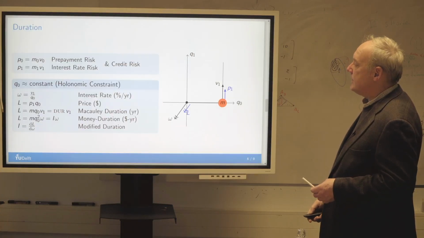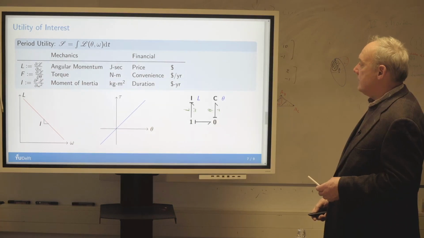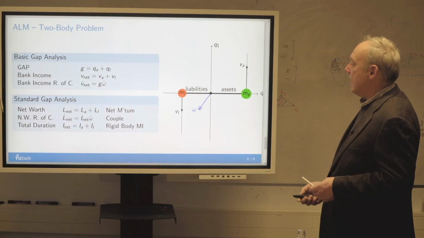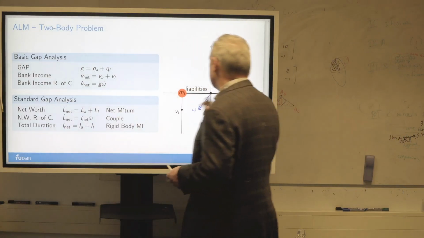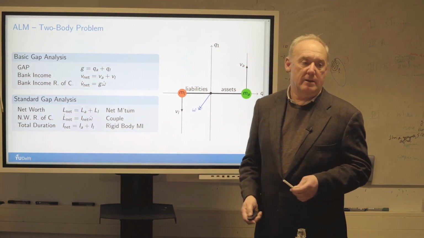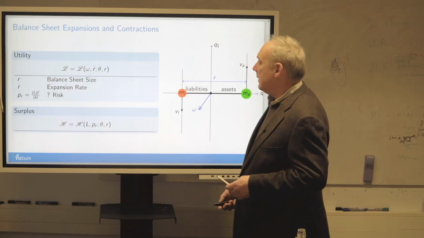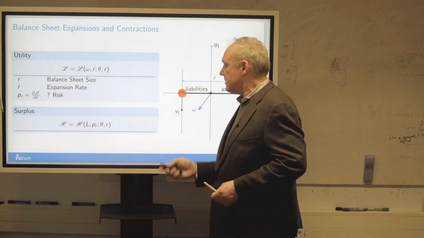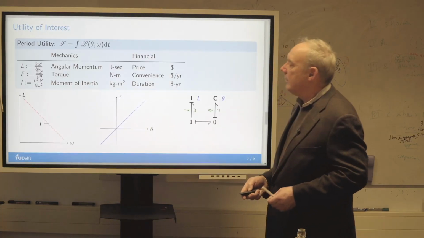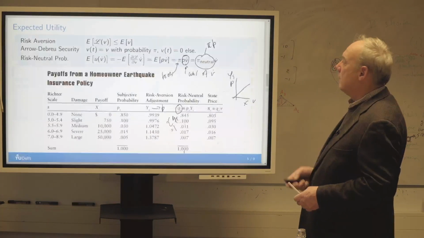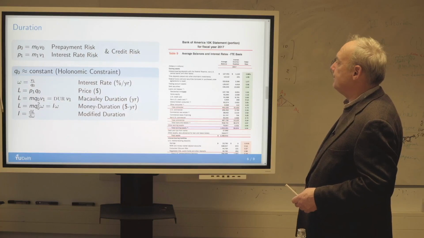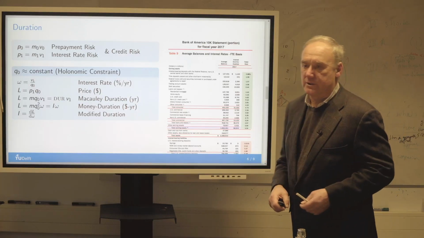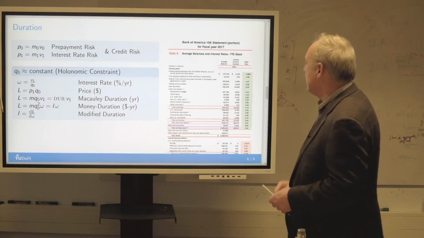So I'm going to talk about duration and more duration, utility of interest. I want to go to the rotational case. And then I want to look at the ALM problem of assets and liabilities as the two-body problem, right? It's a famous problem, okay? And then extensions of this two-body problem, and just basically sketch out how this will go. Let me give a short introduction of what I want to do, and then we'll take a short break, and then we'll keep going, okay? Because we have quite a bit to do.